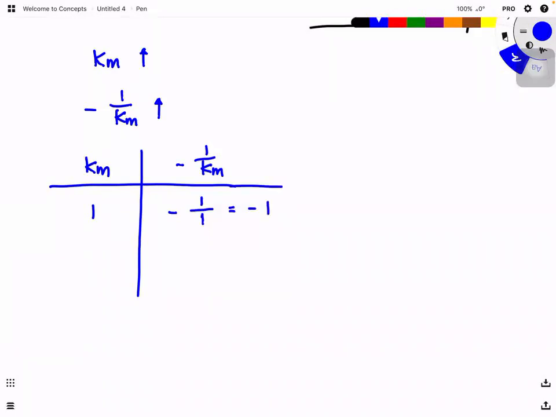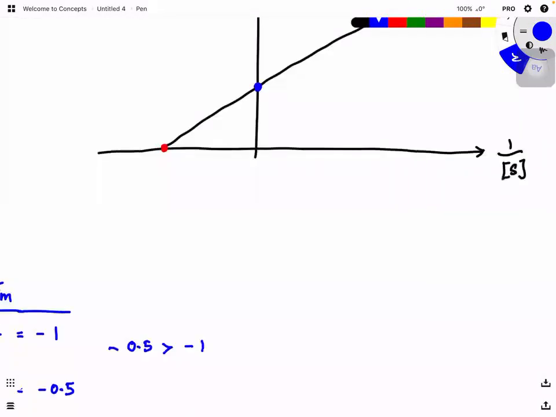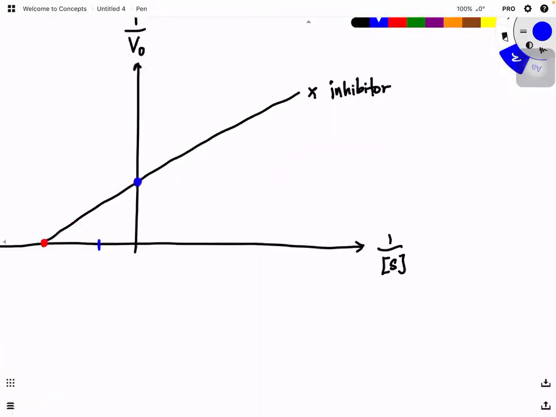But now Km increased to 2. If Km increased to 2, it will be negative 1 over 2, correct or not? So equal to negative 0.5. Which one is higher? Negative 0.5 is still higher than negative 1, right? Try to imagine that if I owe the bank 0.5 million, I am still richer than those who owe the bank 1 million, right? So negative 0.5 is still higher. So it means that the new negative 1 over Km will be here. So the graph will be this.